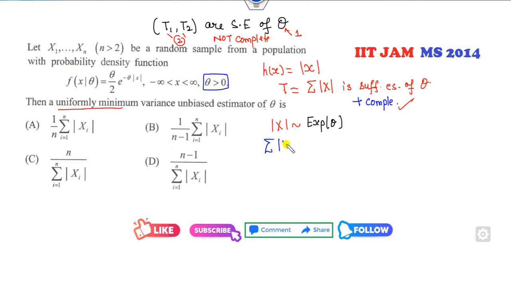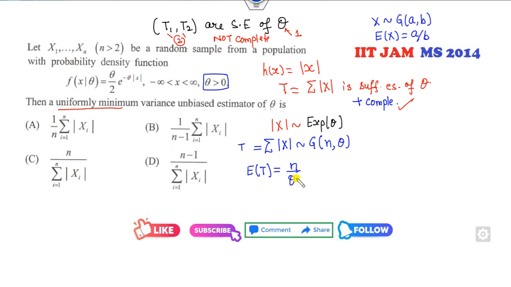So what will happen if you add them? Summation of them will follow a gamma distribution with these parameters. Fine. Now we need theta. What is the expected value of T? What is the expected value of the gamma? Remember, if this is gamma(a, b), the expected value is a over b. So this is n over theta. But we need theta. It is 1 over theta.